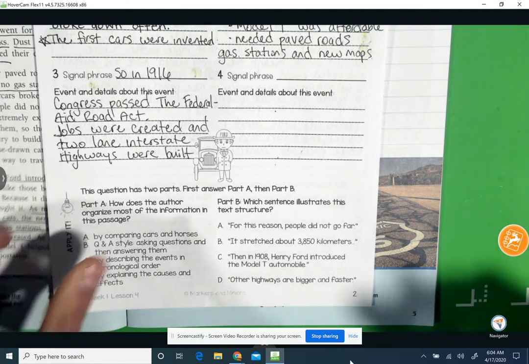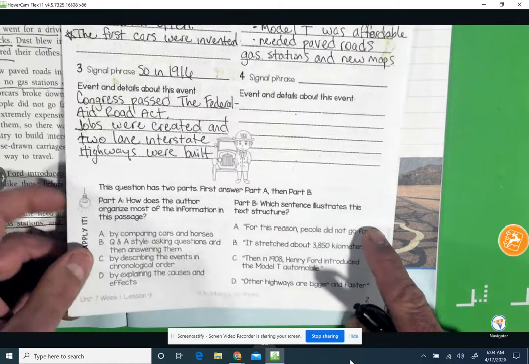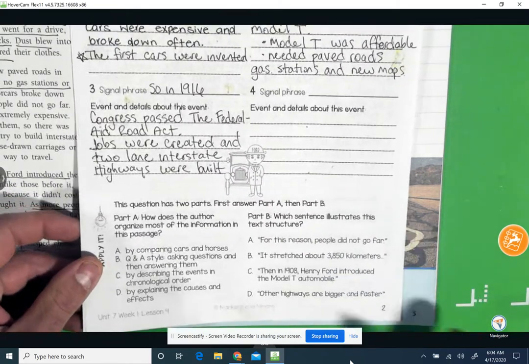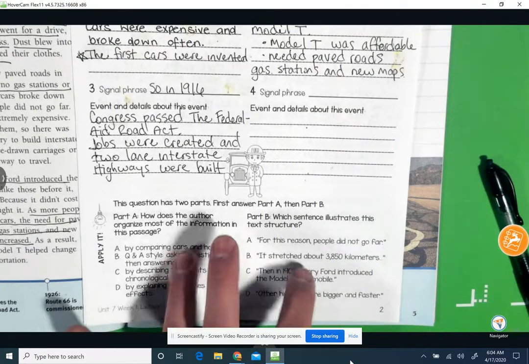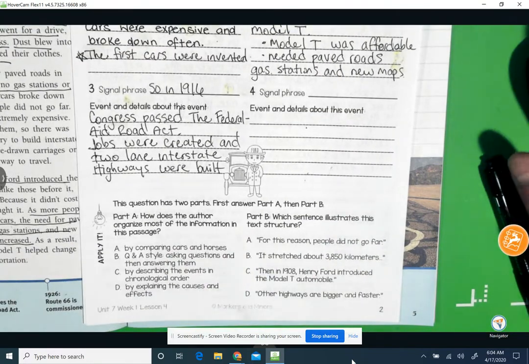strategy for writing? All right, so benchmark unit 7, lesson 4. Go ahead, give number 4 a try and your 2 comprehension questions down there at the bottom.